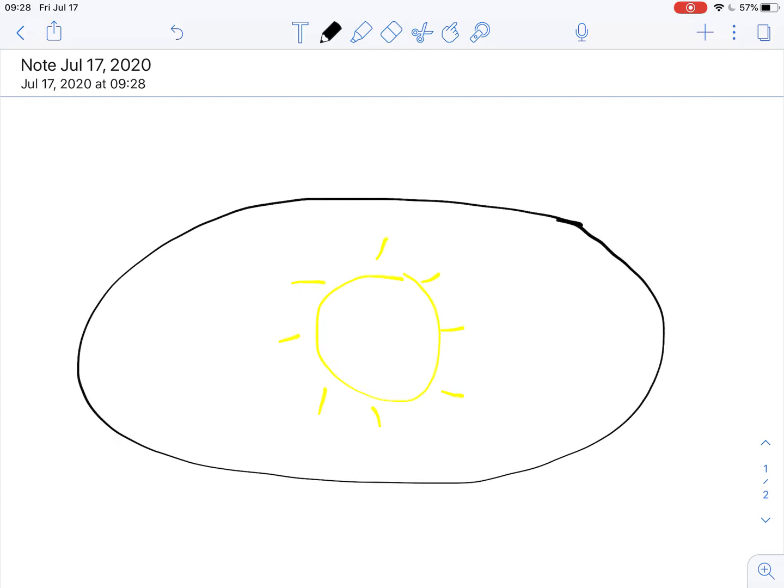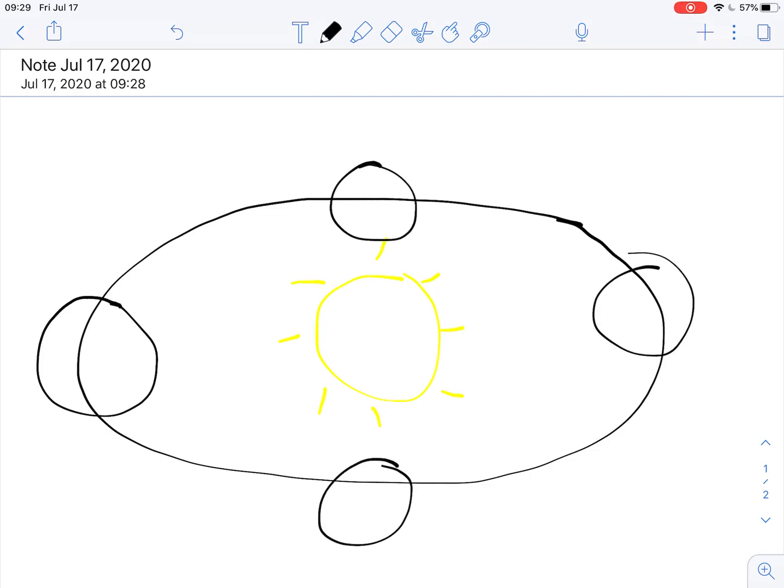And in truth, we've talked about this idea that the sun is actually a little bit off-center to the Earth, but that's okay. So what I'm going to do is draw the Earth in 4 positions. I'm going to draw it here. Oops, that's not what I wanted to draw. We're going to draw it here, here, and here.